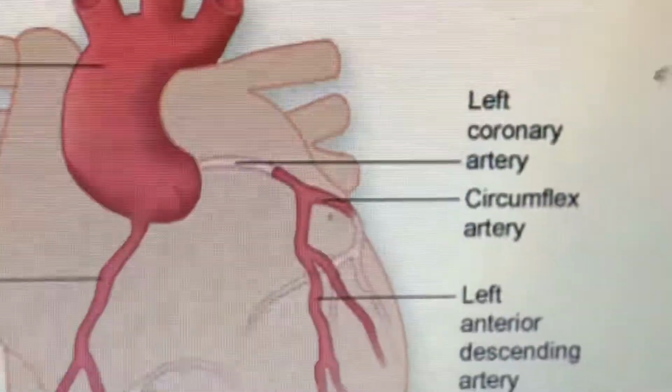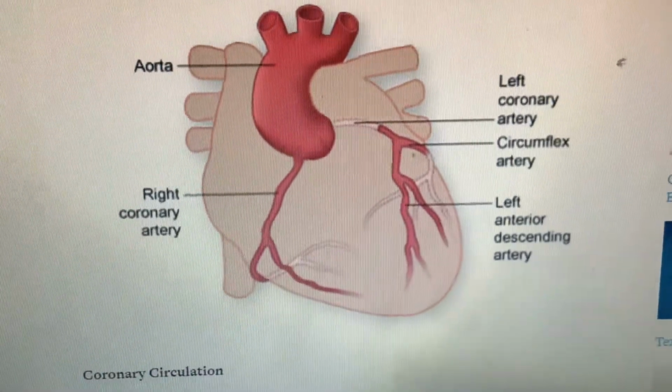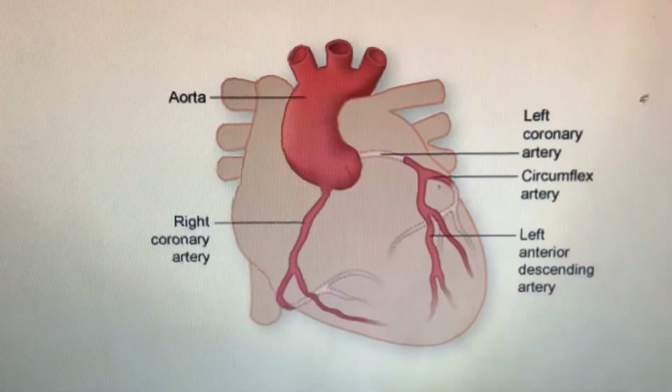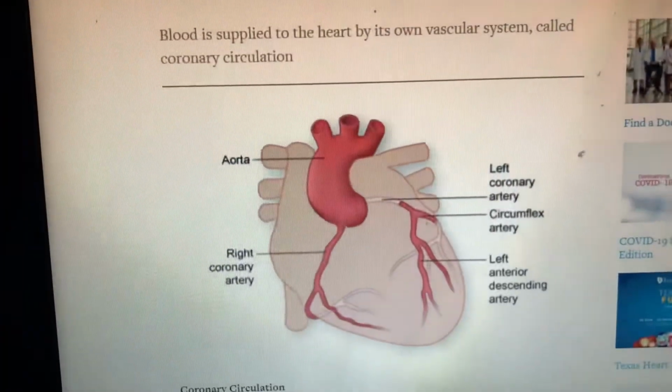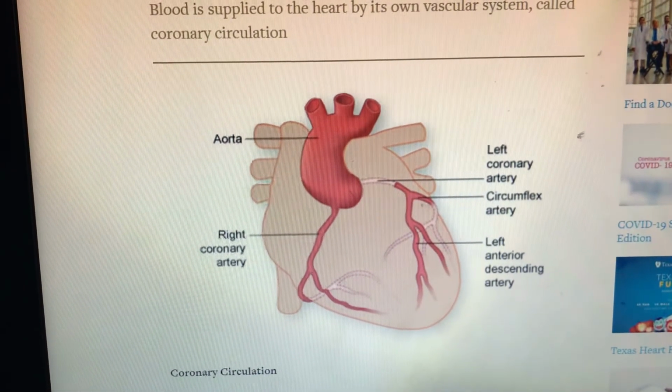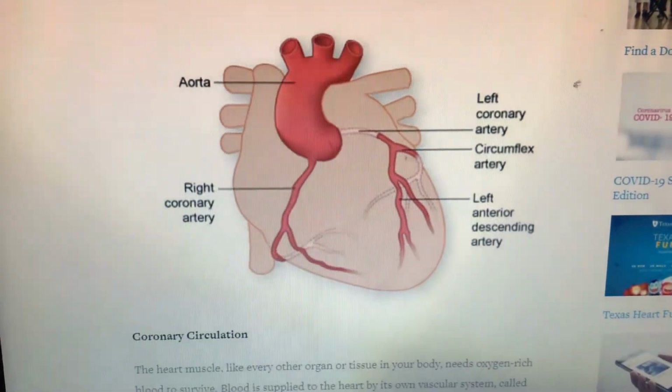Now we're going to go over the coronary arteries. You can see they're right there, and they are the blood vessels that supply the muscle of the heart, or the myocardium. And then we have the aorta, which is the largest artery in the body, and it transports blood from the left ventricle into the systemic circulation.